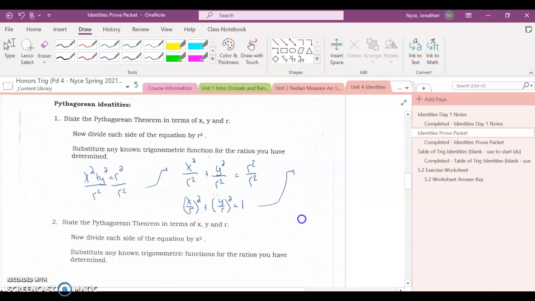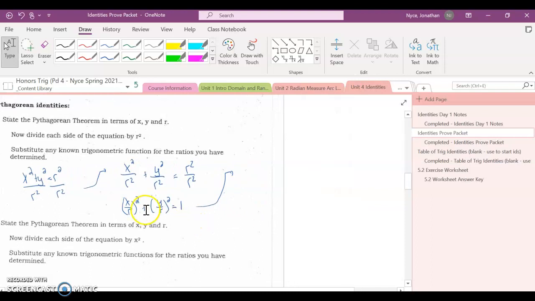And then replacing these with our trig functions, we know x over r is cosine, so cosine squared, plus y over r is sine, so you have sine squared. And that's going to be equal to 1. Guys, this is another big identity. Sine squared plus cosine squared, or cosine squared plus sine squared, is equal to 1.